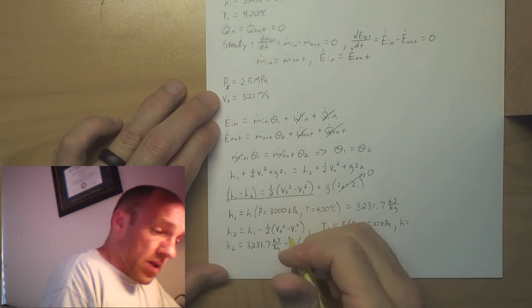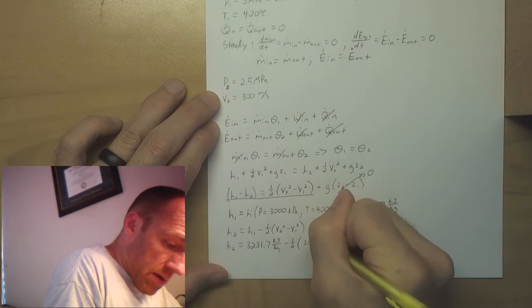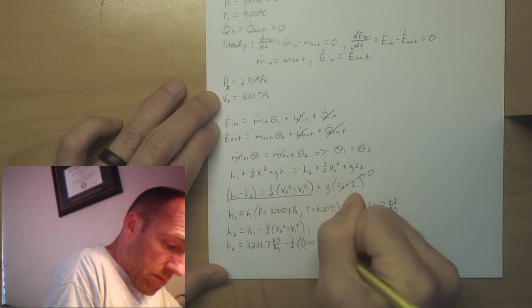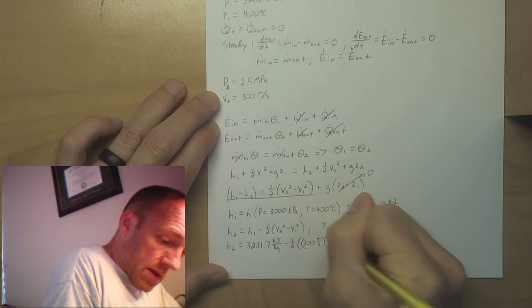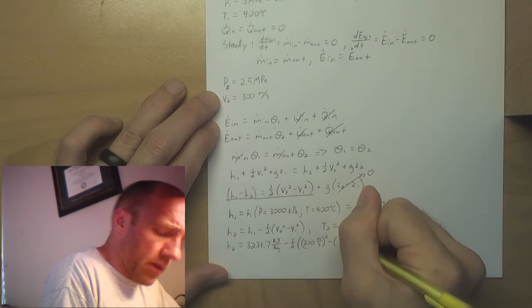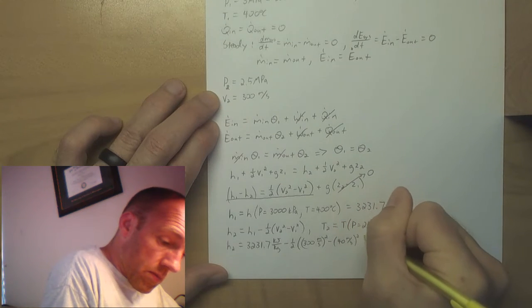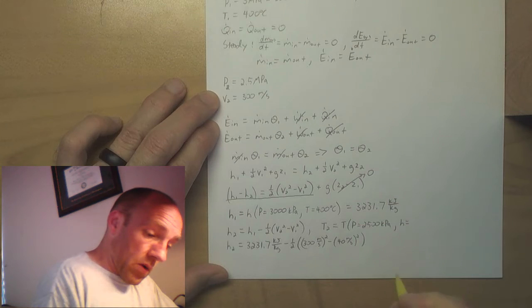Okay. So doing the calculation, I get V2 squared, which is 300, minus V1 squared, which was 40, right? Yeah, 40. Okay.